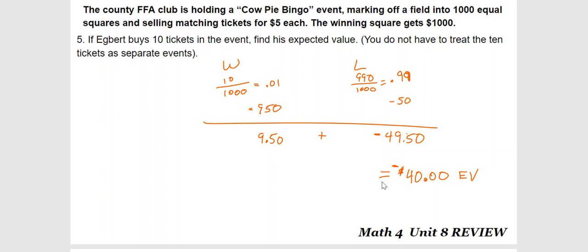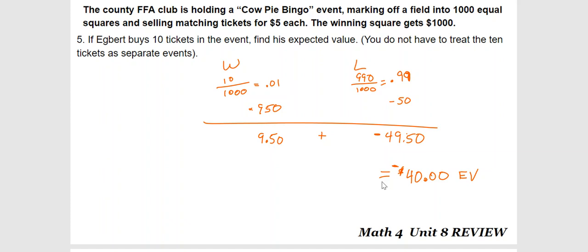But because he bought 10 tickets, he actually lost money for every ticket that he bought. Yes, he has more of a chance of winning it, but it's still a ridiculously small chance. And then there's the fact that he spent 50 bucks instead of 5. So buying more tickets into a raffle like this may increase your chances of winning, but not by as much as you think.